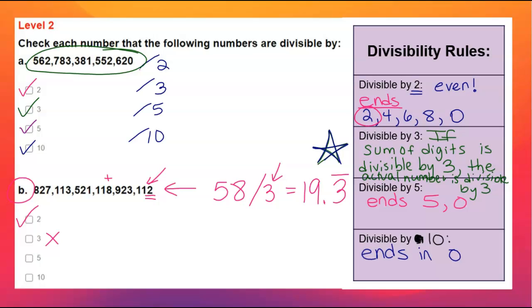If it's divisible by 5, it should end in a 5 or a 0. It ends in a 2, so it's not divisible by 5. And is it divisible by 10? Well, if it ends in a 0, it is, and it does not end in a 0. So the only answer for letter B is divisible by 2.